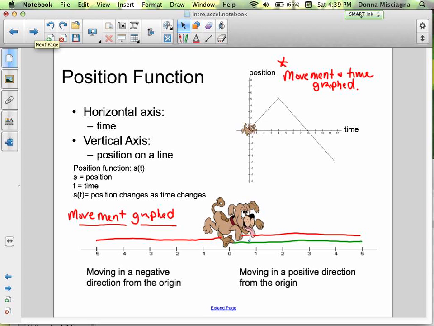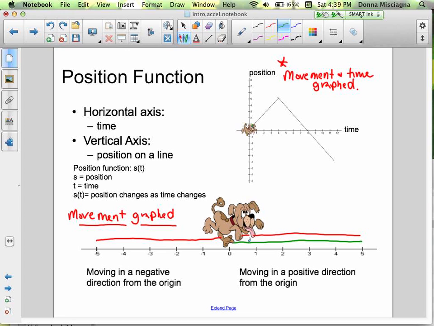If we look at the coordinate plane, we can not only see the movement of the dog, what direction he was going, we can also see the time. So the horizontal axis, the x-axis, is time. The vertical axis, the y-axis, is the position on a graph. The position function is often called s of t, where s is the position and t is the time. S of t: the position changes as time changes. So position is a function of time. Here we can see that same movement graphed on the coordinate plane, where we can see not only the movement and the direction, but also time.